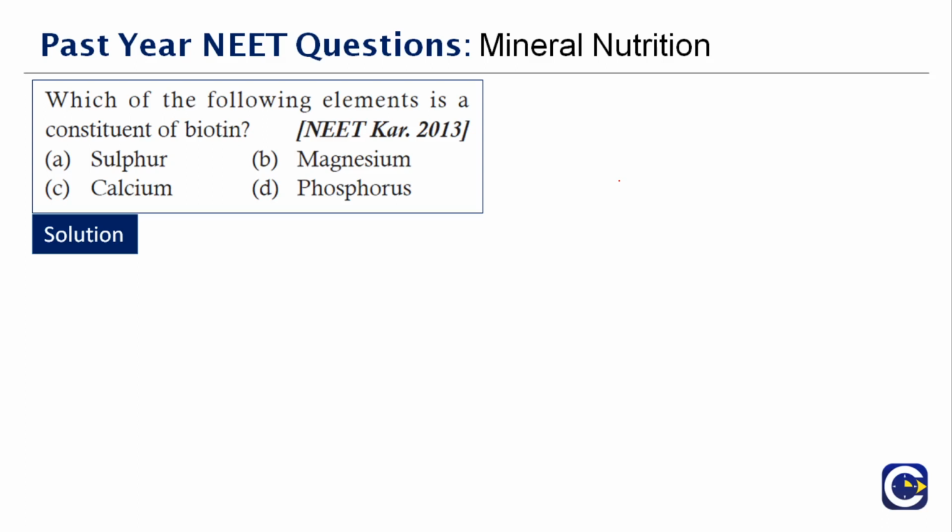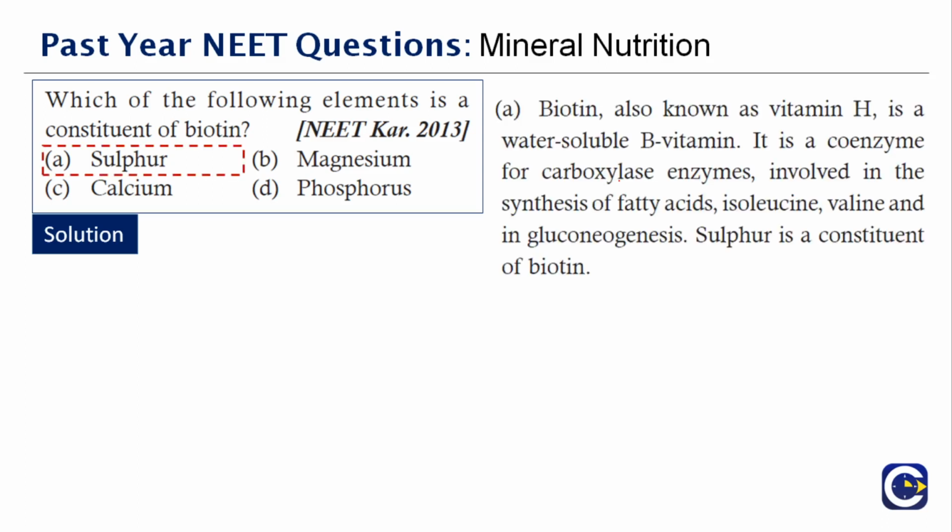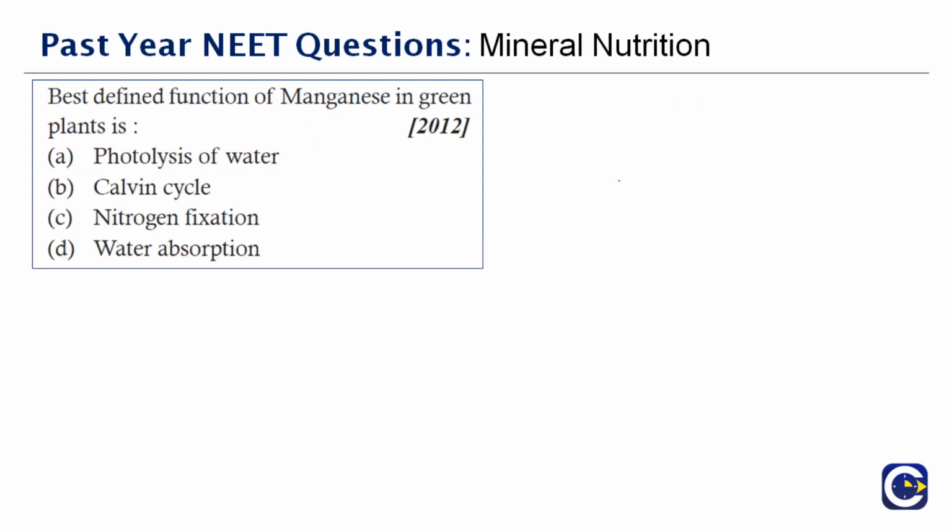Biotin, also known as vitamin H, is a water-soluble vitamin B. It is a coenzyme for the carboxylase enzyme involved in the synthesis of fatty acids, isoleucine, valine and gluconeogenesis. And sulfur is a constituent of biotin. Therefore, the right answer is option A. Okay, now let's move to the next question here.